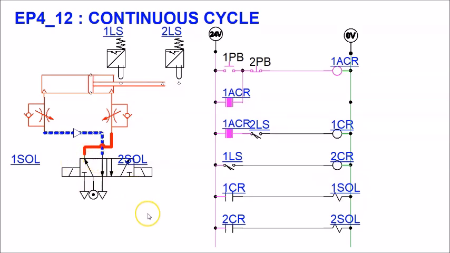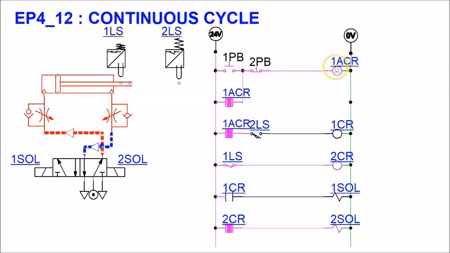So how do we stop this cycle? All we need to do is to make sure ACR is off. I need to make this contact go back to normally open position. So how do I do that? I need to de-energize this control relay 1 ACR. So I will press 1 PB to break the circuit, and ACR is now off. Even though 2LS is normally open, held close, the solenoid will not be energized. The cylinder will stay initially extended.